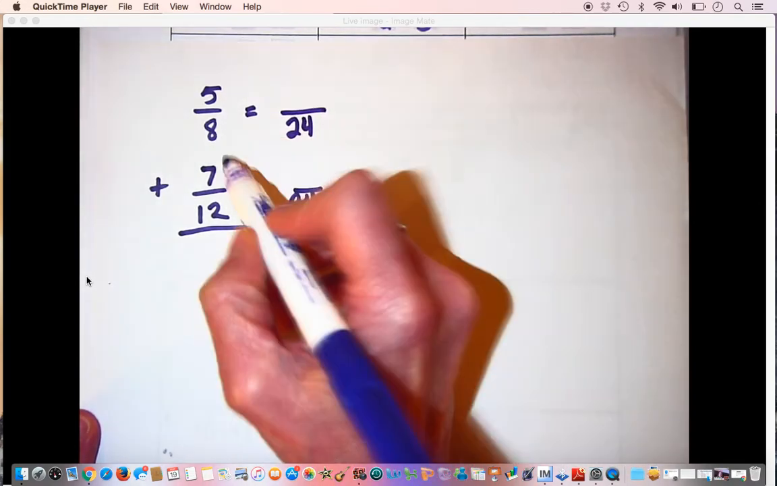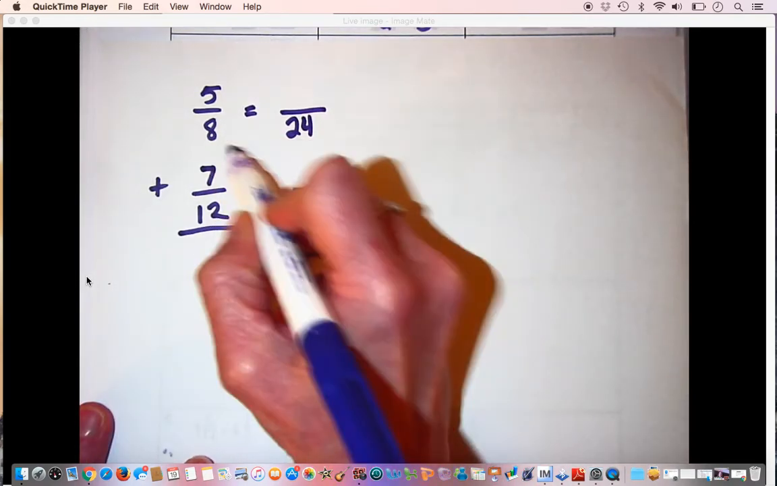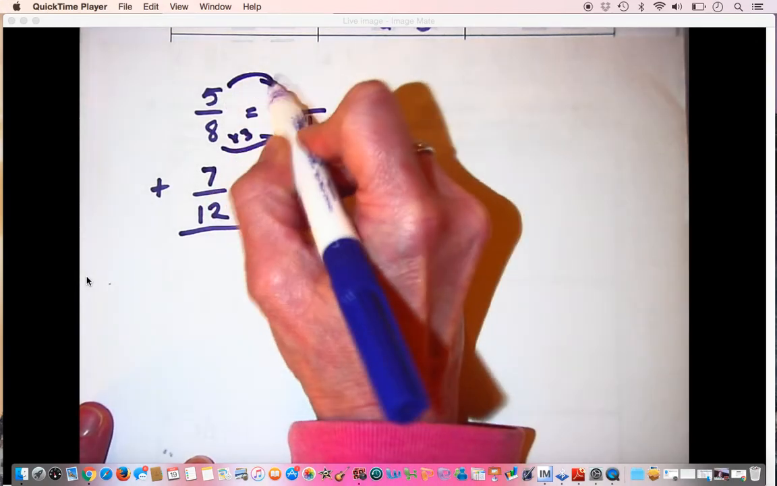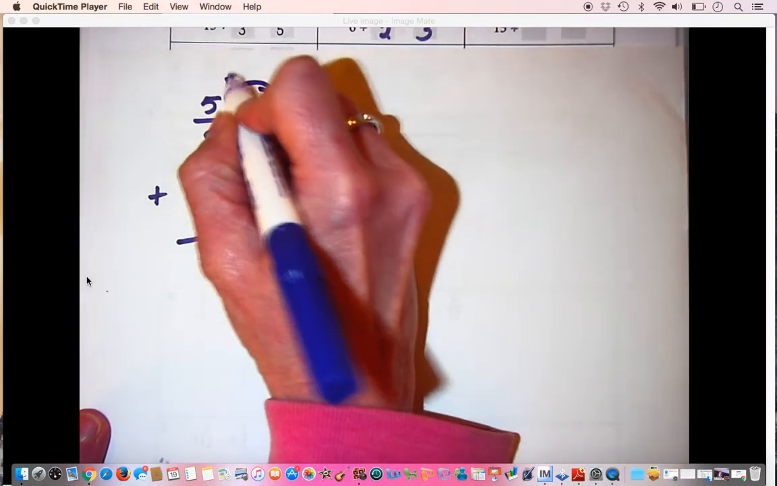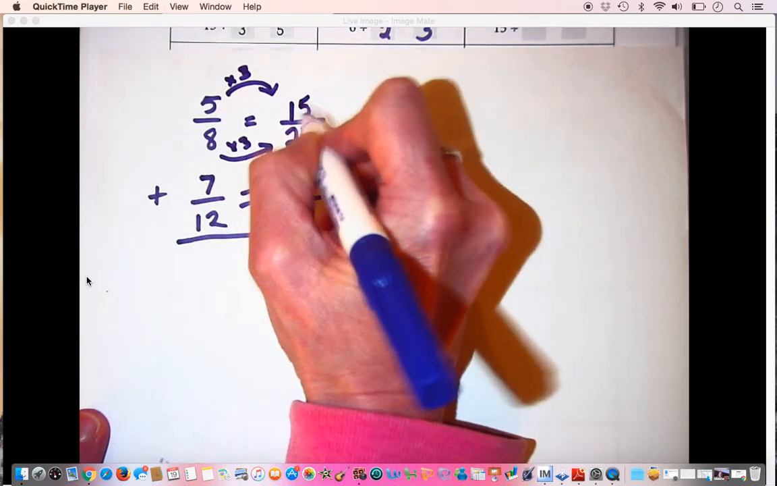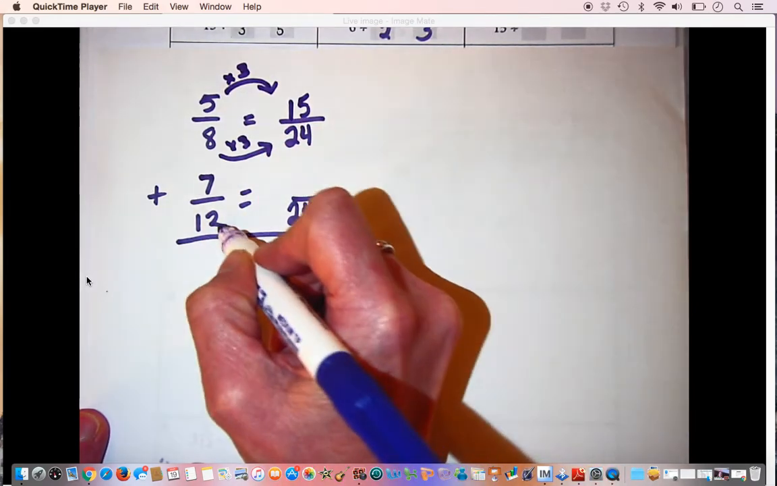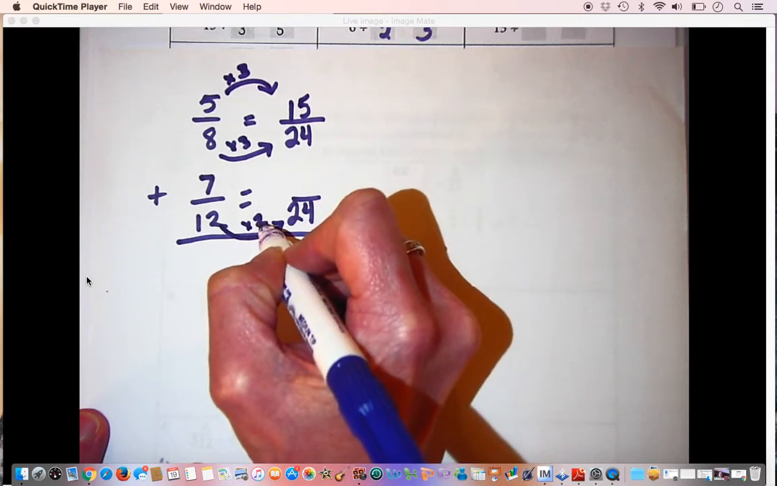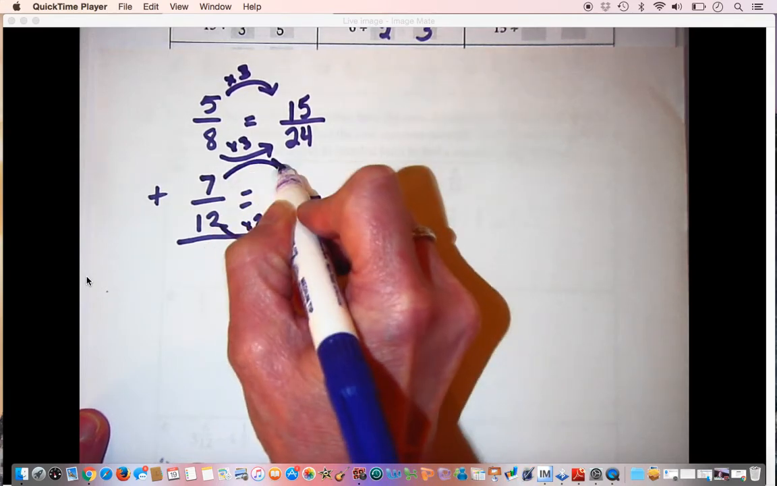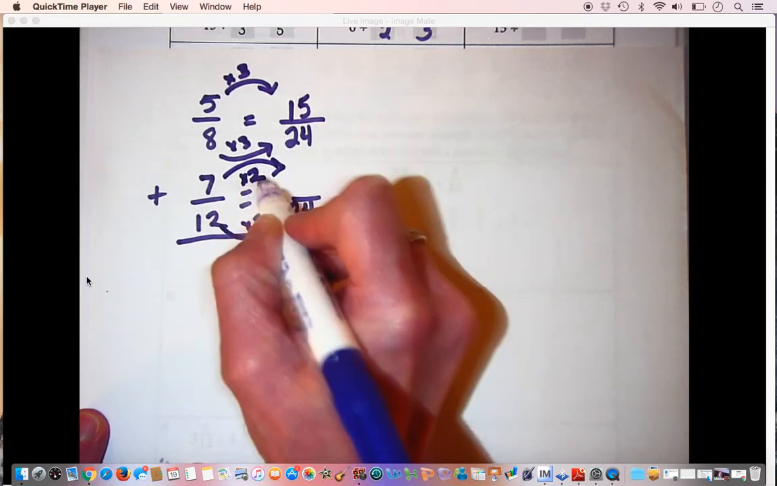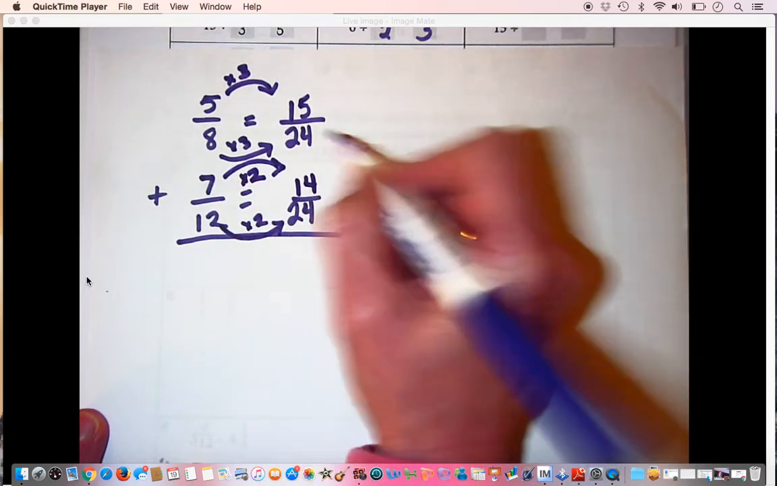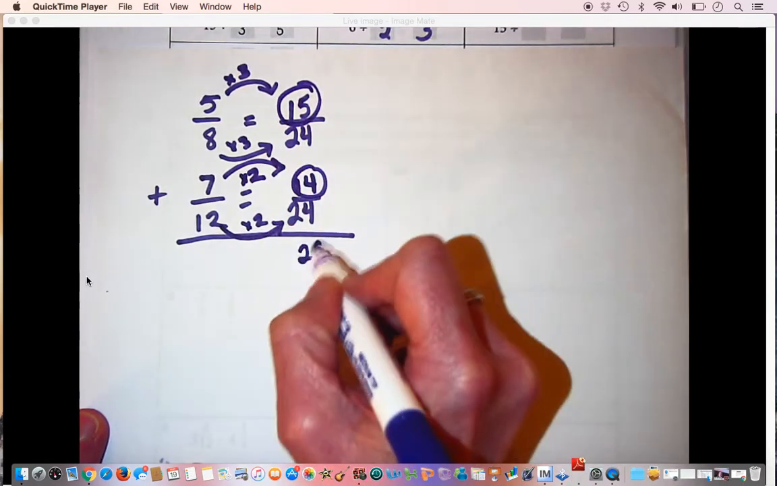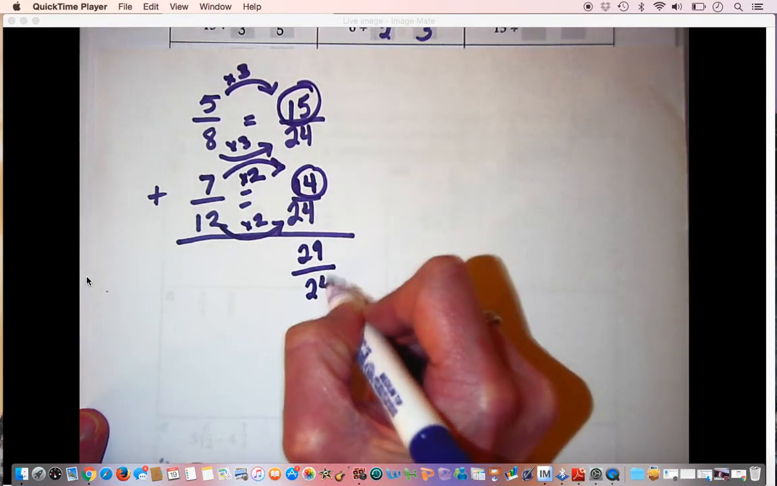And then again, I'm going to look at 8 goes into 24. I know 3 times. Whatever I do to the bottom, I do to the top. So I multiply it by 3 and I get 15. And then again, 12 goes into 24 2 times. Whatever I do to the bottom, I do to the top, times 2. 7 times 2 is 14. Then I'm going to add 15 and 14 together. I get 29 over 24.